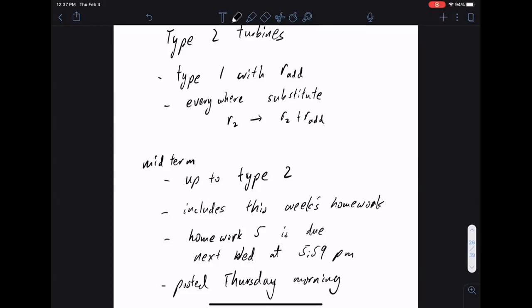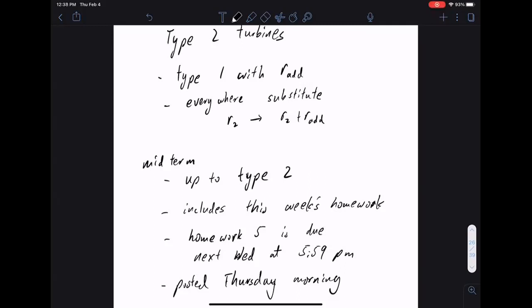Any questions about the midterm or this week's homework? Okay, so again for next Thursday, I will hold an office hour at the normal lecture time, in case you have some questions about the midterm, you can come and ask them.